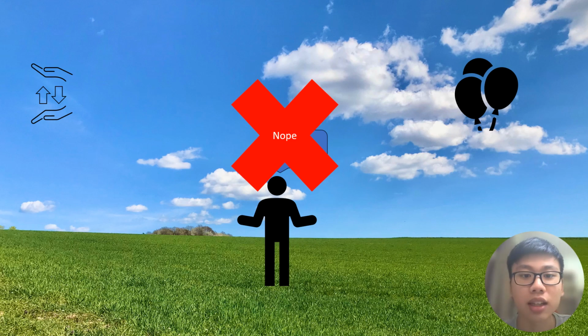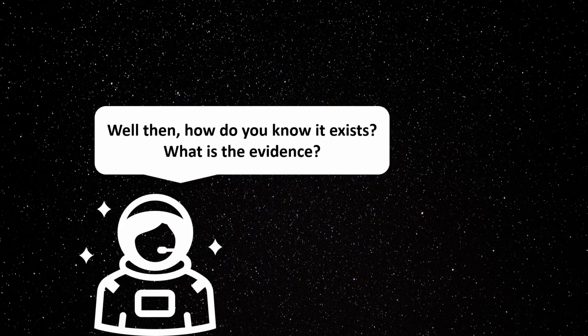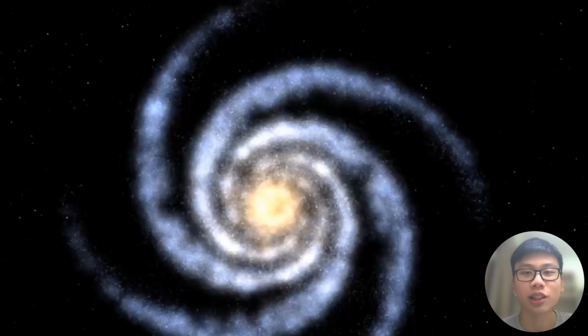However, you cannot interact with dark matter in any way, at least not currently. It is a hypothetical form of matter that does not interact with light or any other form of electromagnetic radiation. It is invisible to our eyes and telescopes. Well then, how do you know it exists? What is the evidence? Before answering those, let me tell you about the Milky Way galaxy first.